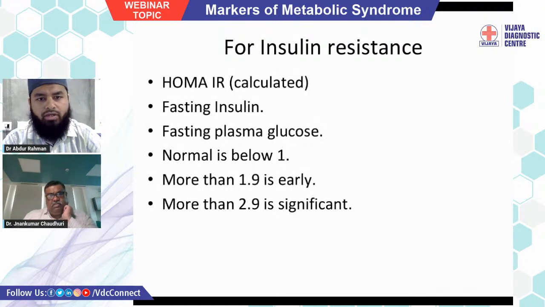Then for insulin resistance, we do the HOMA-IR index. It's a calculated index. We measure fasting insulin and fasting plasma glucose, then we multiply fasting plasma glucose by insulin and divide by the factor 22.3. Now this range of 1, 1.9, 2.9 is the international range. For India, less than 3 is no resistance, 3 to 5 is moderate, and more than 5 is severe. In the international criteria, 1 is normal, more than 1.9 is early resistance, and 2.9 is significant resistance.